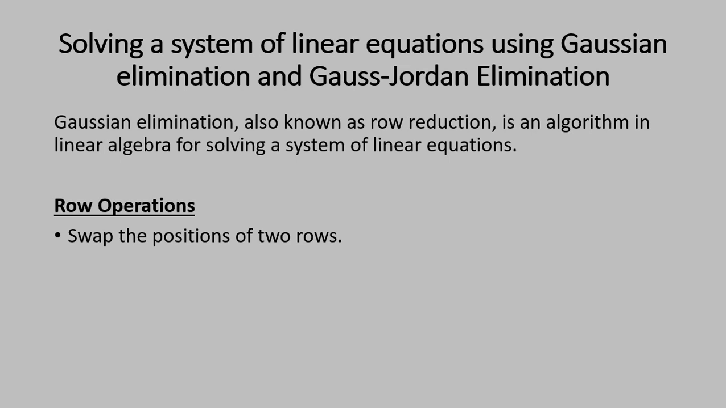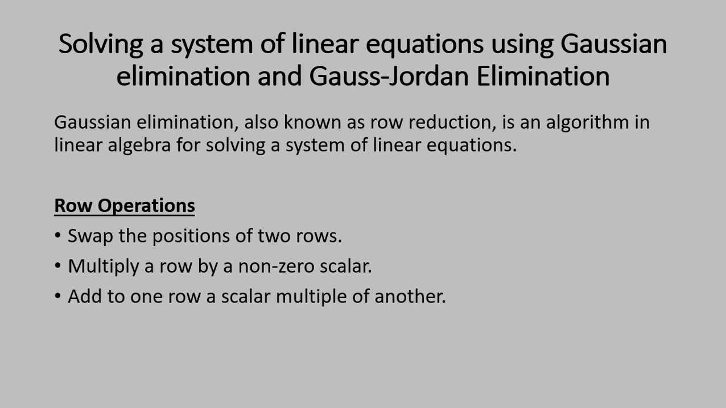We can swap the position of 2 rows. We can multiply a row by a non-zero scalar, so a non-zero number, basically. And we can add to one row a scalar multiple of another. What this is saying is that we can multiply one of the rows by some number and then add it to another row. Alright? And that will come in handy. So you might want to write down these row operations.